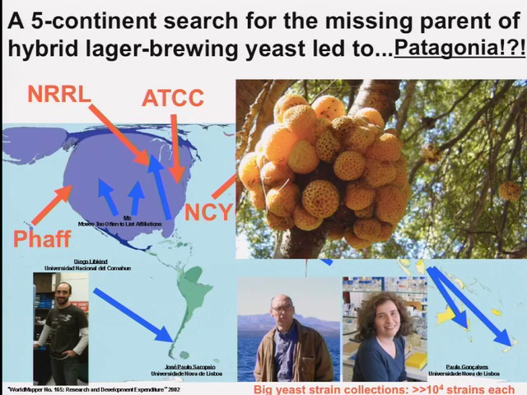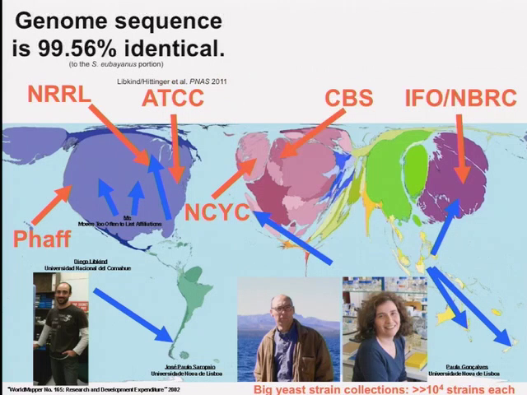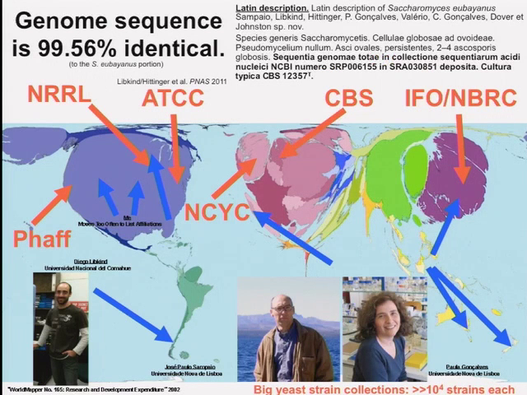But anyway, to cut a long story short, through genome sequencing and by comparing to a lager yeast genome sequence that had been published a couple years before, we concluded that the genome sequence of these South American isolates was 99.56% identical. And because there was no non-hybrid version, we had to describe it, and I think this led to one of the most interesting anachronisms of fungal taxonomy, and that is Sequentia Genomo Totae Incibi Numero, a Latin description referencing GenBank for the complete genome sequence.